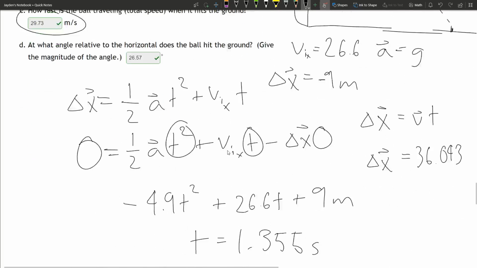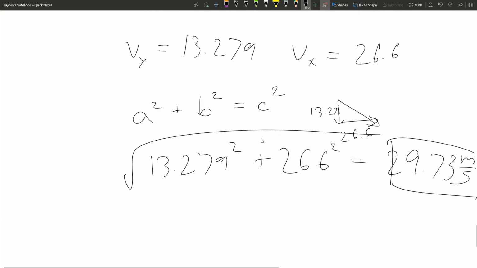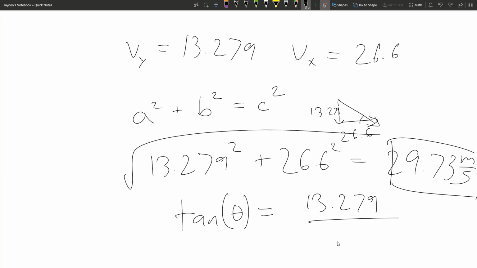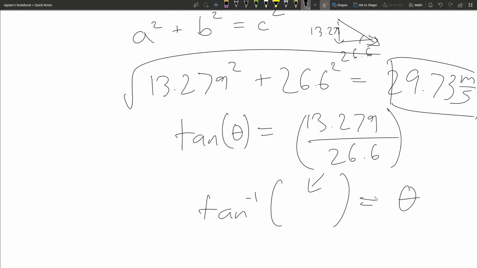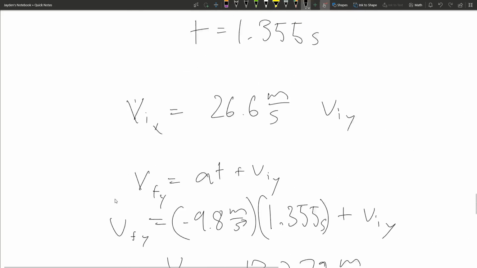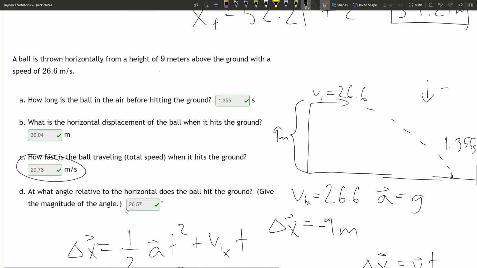And now we have to find the angle. So we're pretty much just going to do what I just said, tangent of theta. If we were trying to find this angle, it equals the y component divided by the x component. And you just do inverse tangent of this value, and you get theta. So yeah, that value should be 26.57.